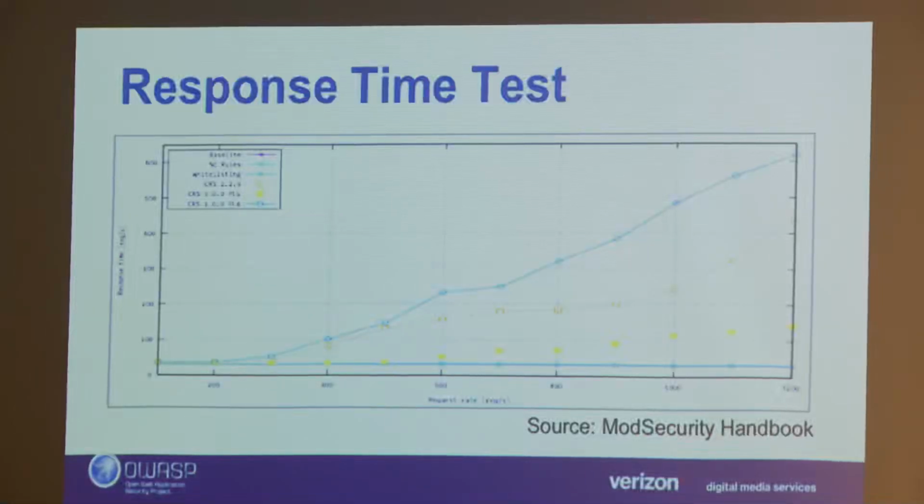So this graph is from the ModSecurity Handbook, written by Christian Folini and Ivan Ristic, and they did some performance analysis. You want to pay attention to the yellow one here, which is the core rule set with paranoia level 1, which is a very finely tuned rule set, right? But even with that, once you get beyond a certain point, you start to pay the performance penalty.